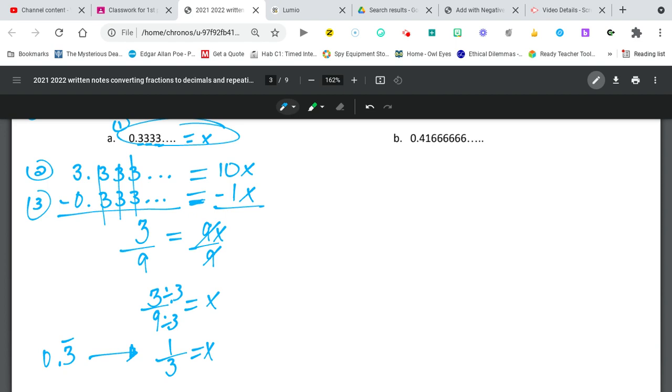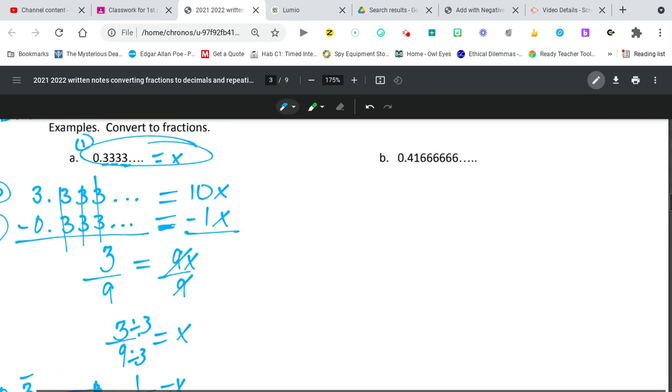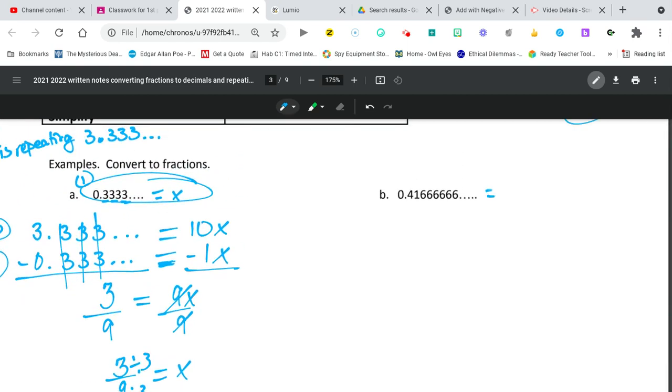Okay, let's try something like B. Set it equal to x. Here we go. Set that equal to x, and that's step 1. Step 2 is to figure out what's repeating. Well, 6 is repeating.